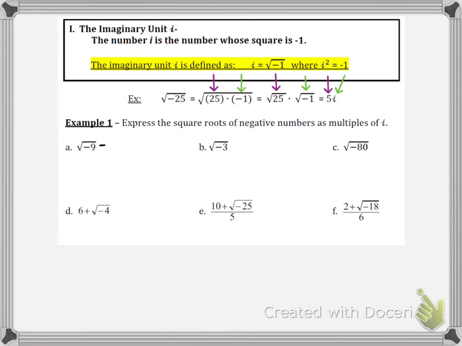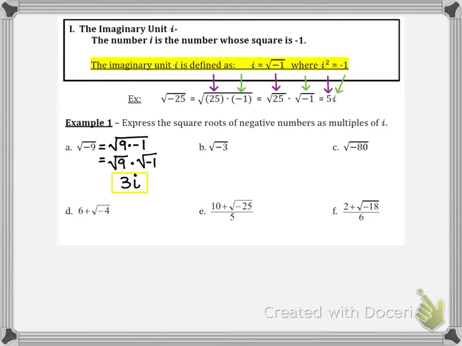All right, let's take a look at part A. If I have the square root of -9, I want to rewrite it as the square root of +9 times -1, and then I can split up the radicals: square root of 9 times square root of -1. The square root of 9 is just 3, and the square root of -1 is i. So my answer is 3i.